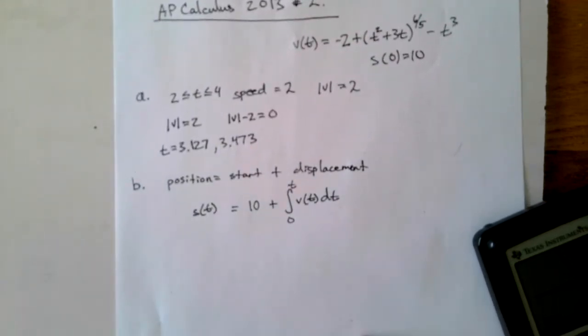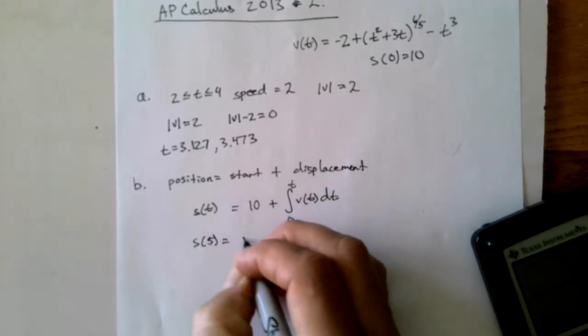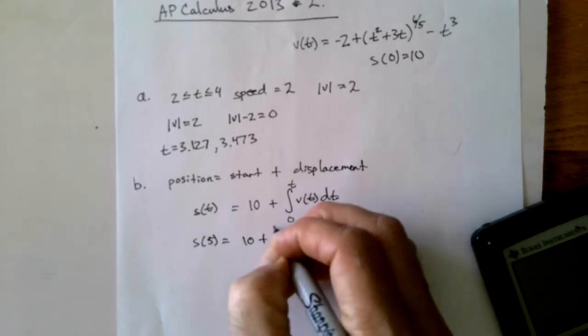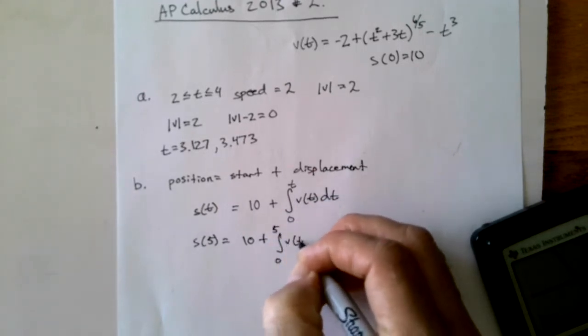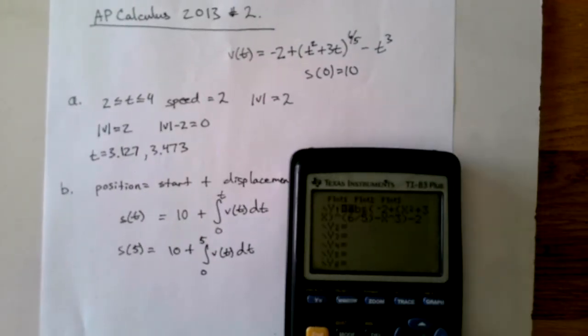It then says calculate the position of the particle at time equal to 5. So s of 5 is equal to 10 plus the integral from 0 to 5 of v of t dt. I'm going to again use my calculator for that. I turn on my calculator, go in here and delete the absolute value piece. So I've gotten rid of that, and deleted that parenthesis and the -2. So that's my original integral. I'm going to zoom 6, go back into that window, and I can see my function.